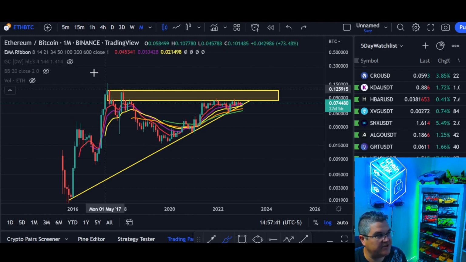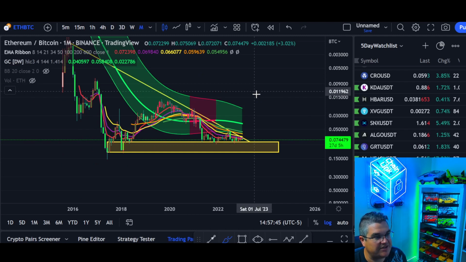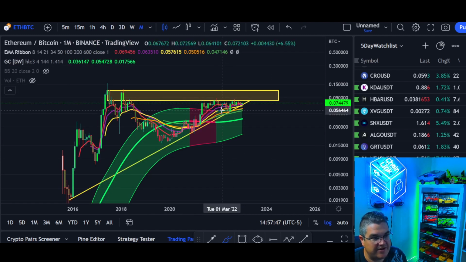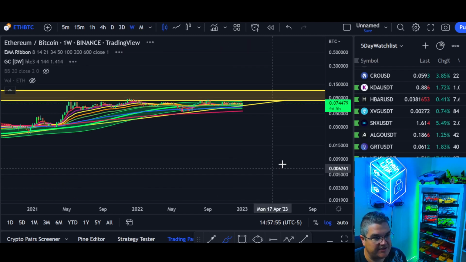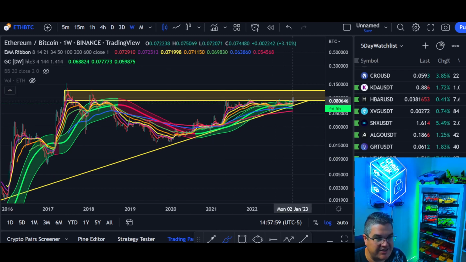So now one more thing I wanted to do, Gaussian channel. Let's look at the monthly Gaussian channel, right? Let's flip it normal, right? Look at this. This is the monthly Gaussian channel. Briefly red, now back to green against Bitcoin, right? Let's put it on the weekly, right? Green, right? Ethereum is green on the Gaussian channel weekly against Bitcoin, right? We're in danger of turning red, right?